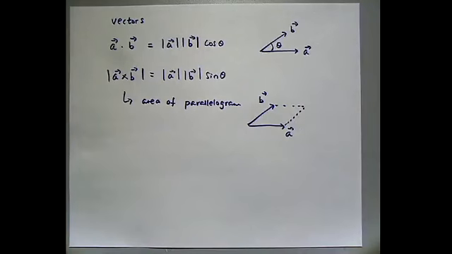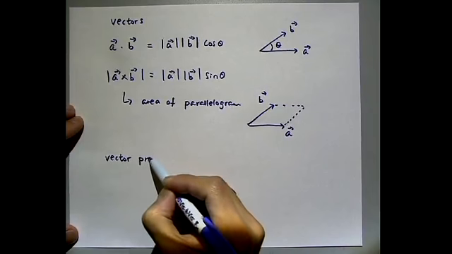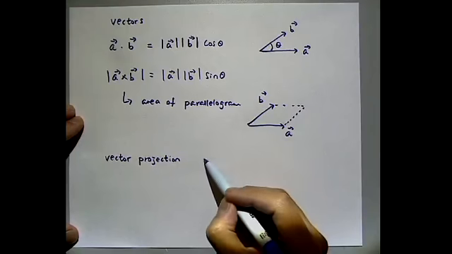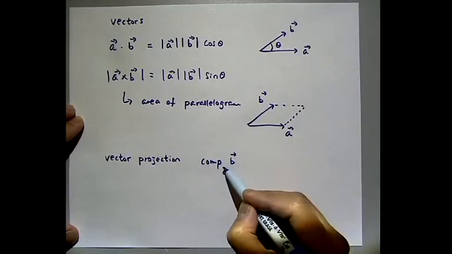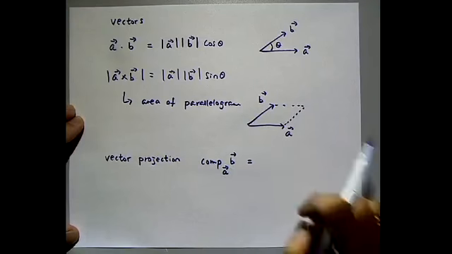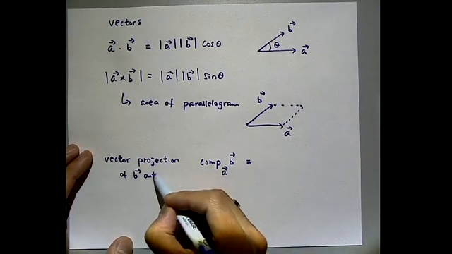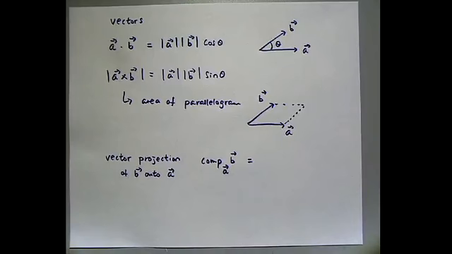Okay, if you do A cross B and then take the magnitude, you get the area of this thing. Couple more things that might show up on the exam. The vector projection, written as component of B onto A, of B onto A. Who remembers what the formula is?